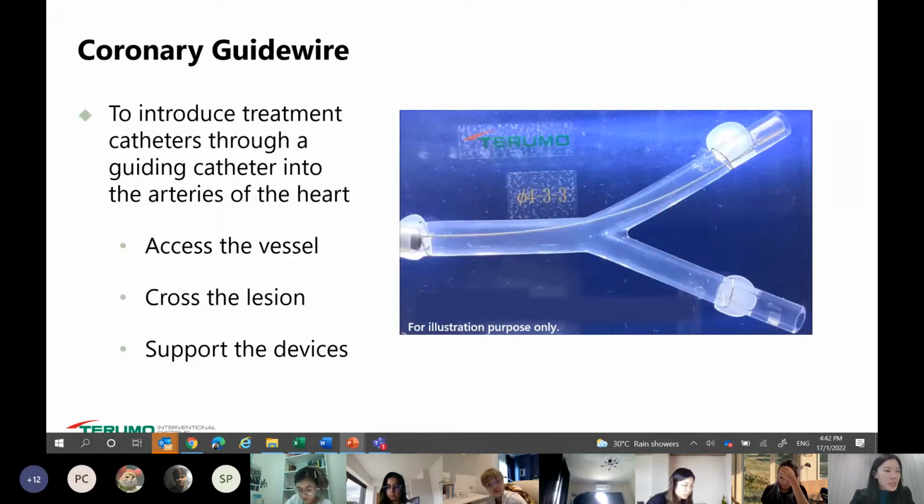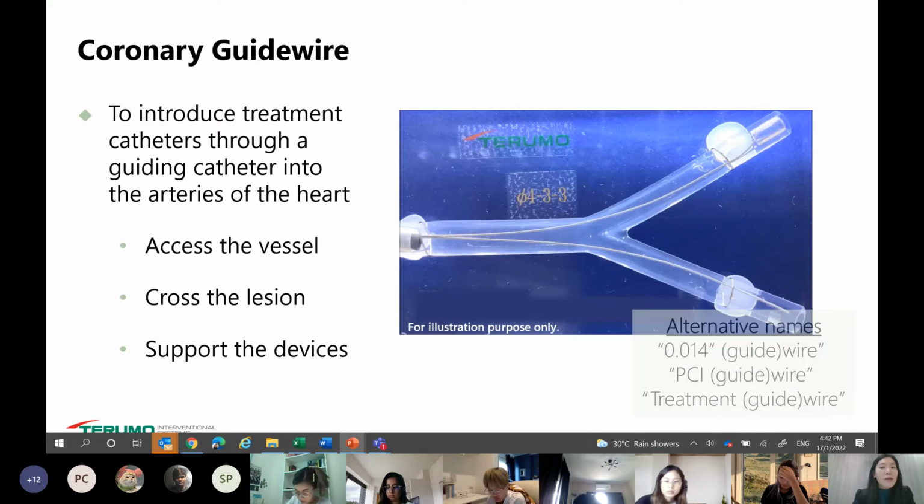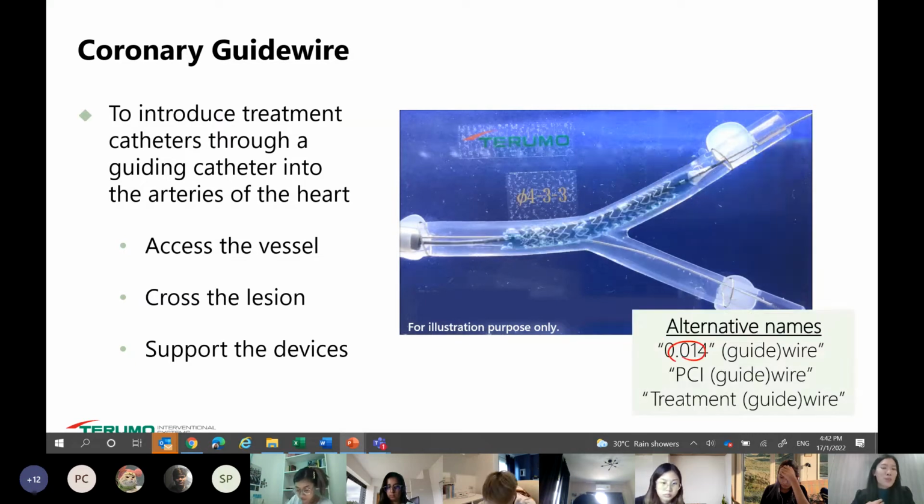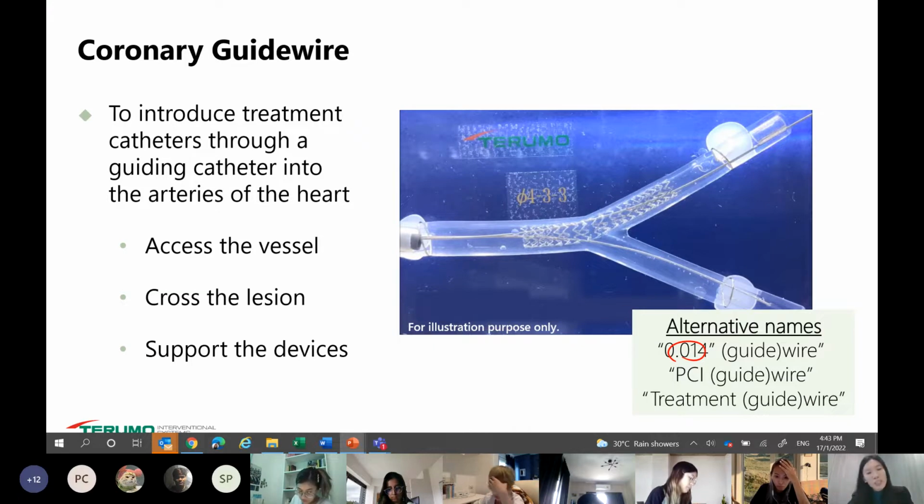The coronary guide wire is also known as the 014 guide wire. As you know, this is my preferred way of calling it. The difference between diagnostic and treatment is 035 versus 014. It helps to introduce devices to the lesion site, and of course this coronary guide wire needs to be able to reach the vessel, it needs to cross the lesion, and then it needs to support the device.